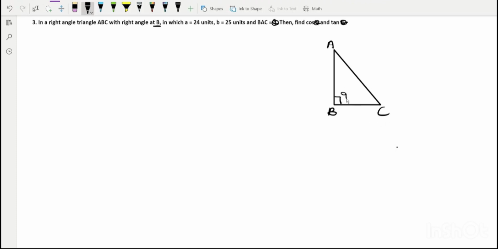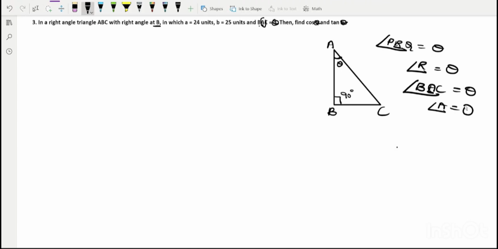As mentioned, here is the 90 degrees, and in any given condition, the middle letter would be considered as the angle. So in BAC, the one which is in the middle, which is A, so the angle would be at A. So suppose if it is given as PRQ equal to theta, then the middle letter has the angle. So here he has given BAC equals theta. Then the angle will be at the middle letter, which is A. Angle A equals theta.